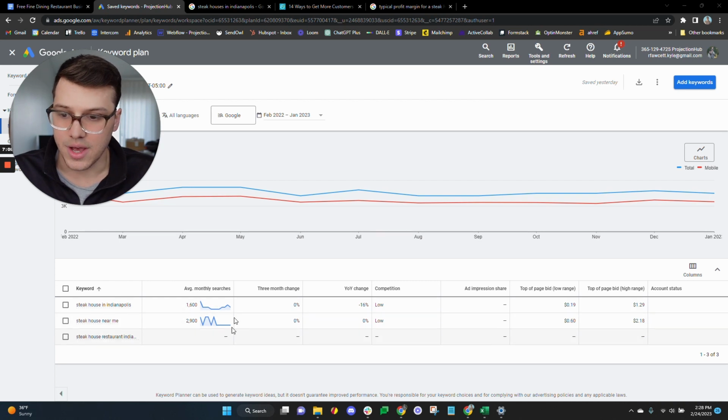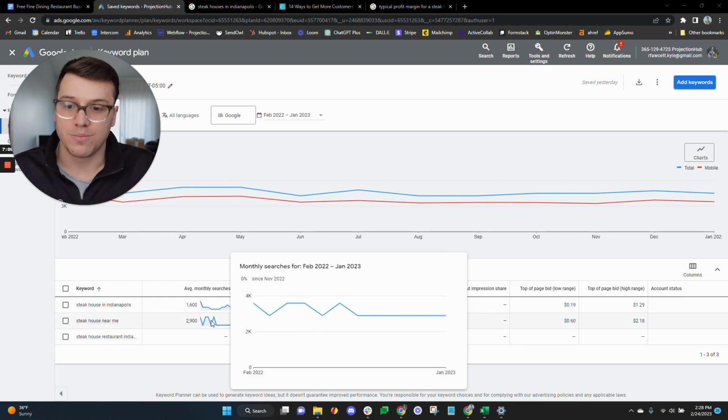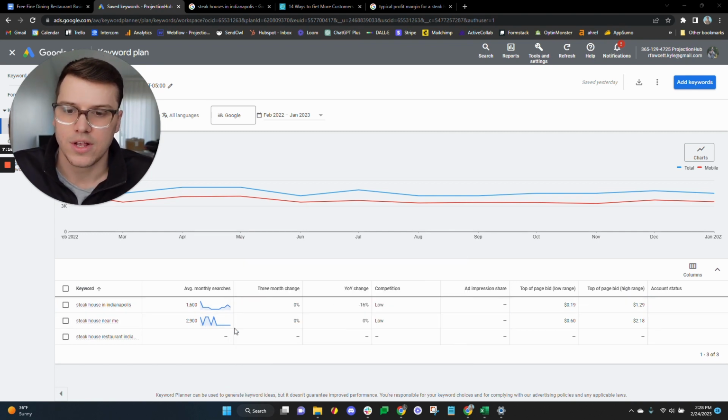So you can see, we're talking 3,000 people, maybe more when you combine other long tail keyword searches that might be in the same vein. We're talking more than 3,000 people a month searching for steakhouses near me.